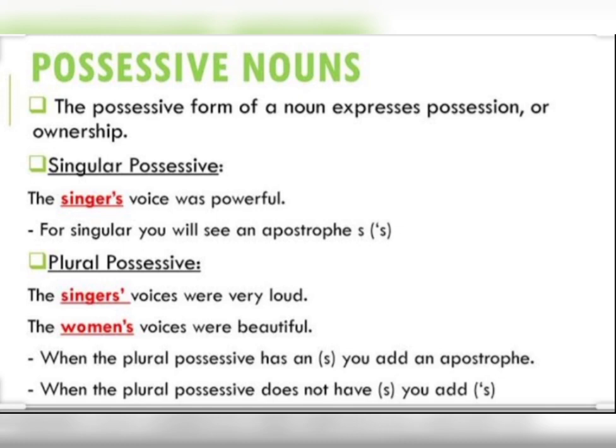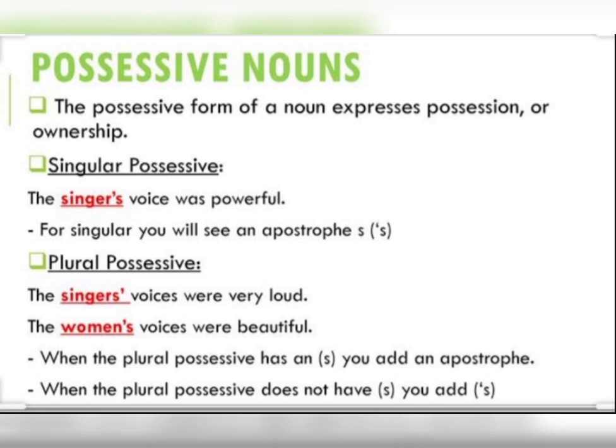Here, singers. Many are there, that's why I have written s, and after s you have to add an apostrophe. When the apostrophe is at the end of the word, it shows the possession of many. The women's voice were very beautiful. Here also women's, this word shows the plural form, so women apostrophe s. You can see the word ends with n, not s, that's why we put an apostrophe after the n and then add s.